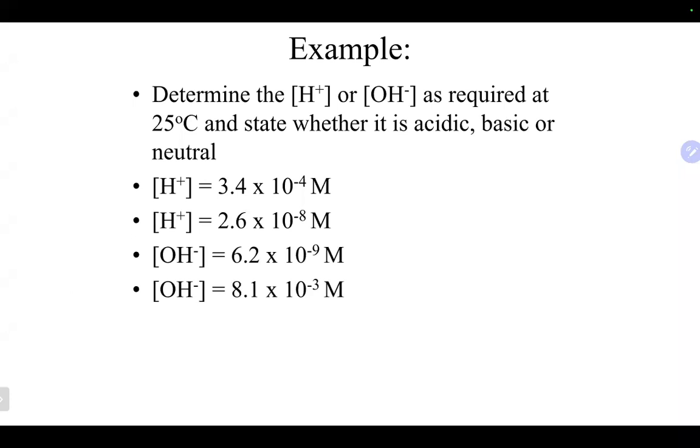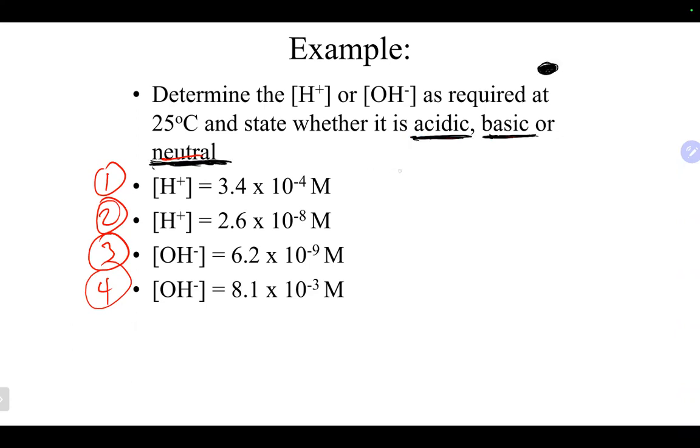All right, so for each of these individually, 4 of them, calculate either the H plus or the OH minus concentration and determine is it acidic, basic, or neutral. So grab a calculator, make sure you know how to punch it in correctly here for each of these individually. So you should have 4 answers and 4 acidic, basic, or neutral. Okay, let's take a look and see how we're doing.